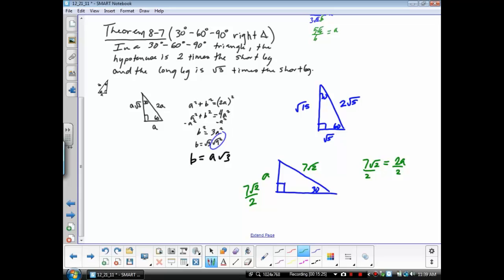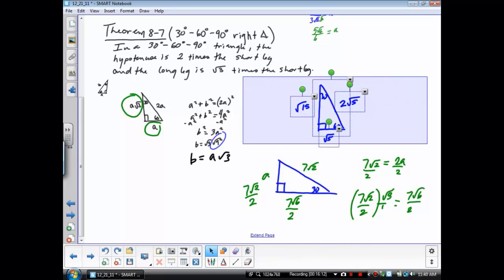Now the question would be, what's the long leg? Well, to find the long leg, and I won't erase that, I have to take the short leg times square root of 3. This is the short leg, so this is 7 root 2 over 2 times the square root of 3. So I have to think of that as over 1, and when I multiply fractions, I multiply the tops and then I multiply the bottom. So I get 7 root 6 over 2. So the long leg here is 7 root 6 over 2.